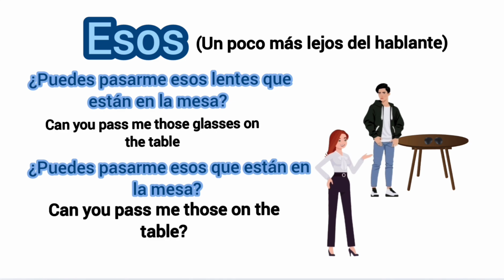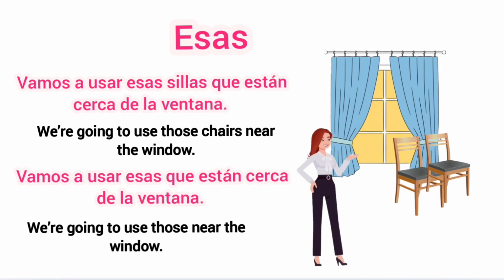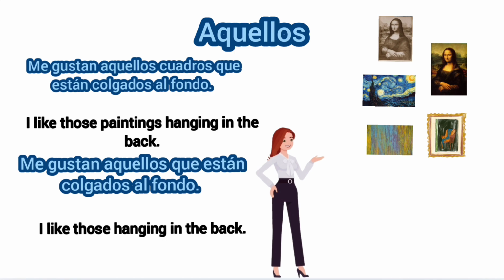¿Puedes pasarme esos lentes que están en la mesa? Can you pass me those glasses on the table? ¿Puedes pasarme esos que están en la mesa? Can you pass me those on the table? Vamos a usar esas sillas que están cerca de la ventana. We're going to use those chairs near the window. Vamos a usar esas que están cerca de la ventana. We're going to use those near the window. Me gustan aquellos cuadros que están colgados al fondo. I like those paintings hanging in the back. Me gustan aquellos que están colgados al fondo. I like those hanging in the back.